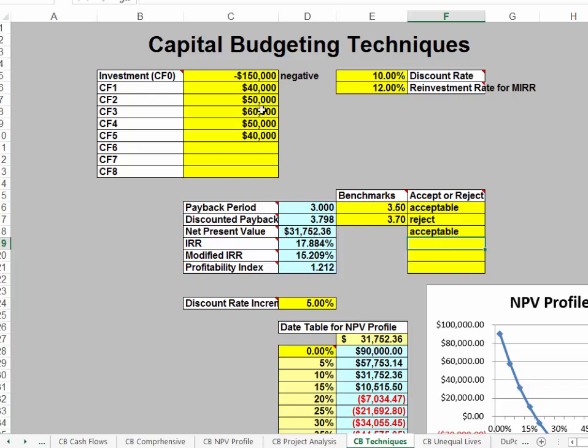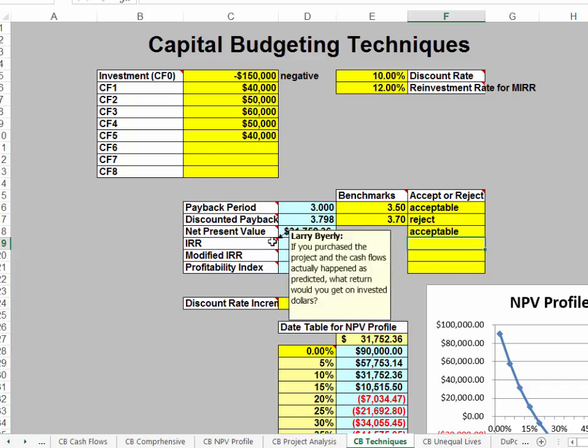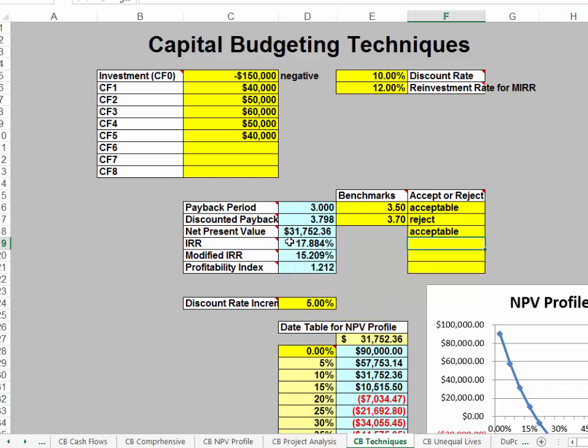Internal rate of return. Based on the investment of $150,000 and the actual collection of these future cash flows, this project would give us a rate of return of 17.8%. Now our discount rate, or the required return, was 10%. And of course, if we only wanted 10 and it's going to give me 17.8, I would accept this project. It's an acceptable project based on internal rate of return.